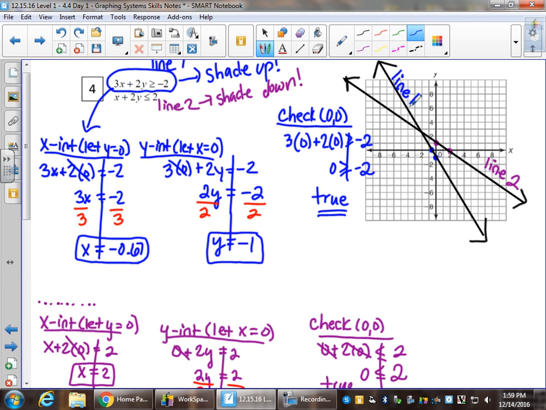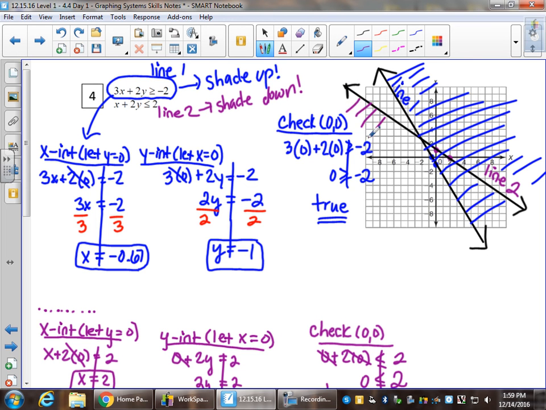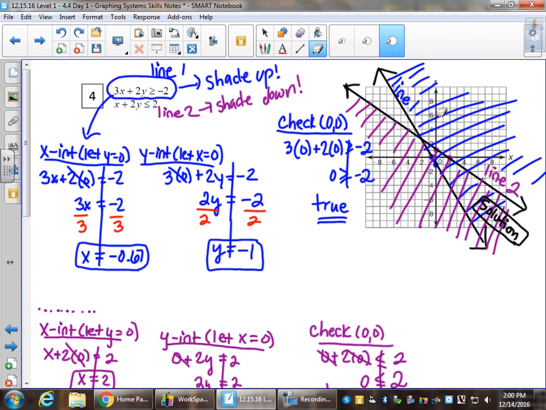So let's go back to line 1. Here's line 1 right here. For line 1, we're shading up. Okay, that's line 1. Line 2, let's look at our notes. Line 2, shade down. So here's line 2, shade down. Where the shading sections overlap is my solution, which is right here. So then I take my eraser and I very carefully erase everywhere that's not part of that crisscross space.